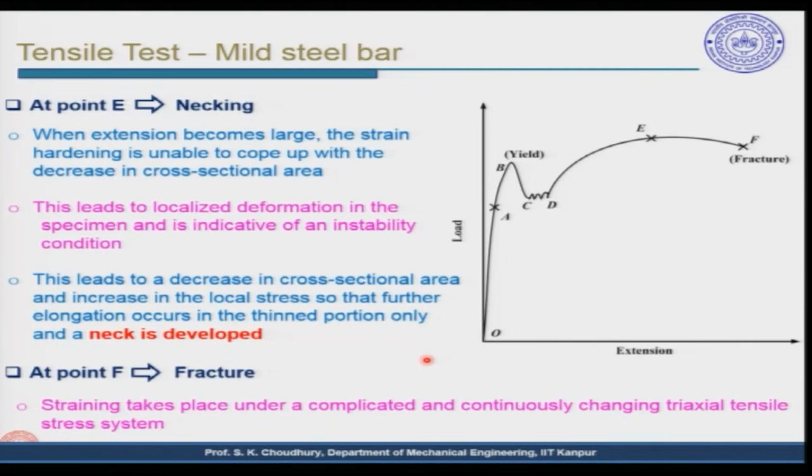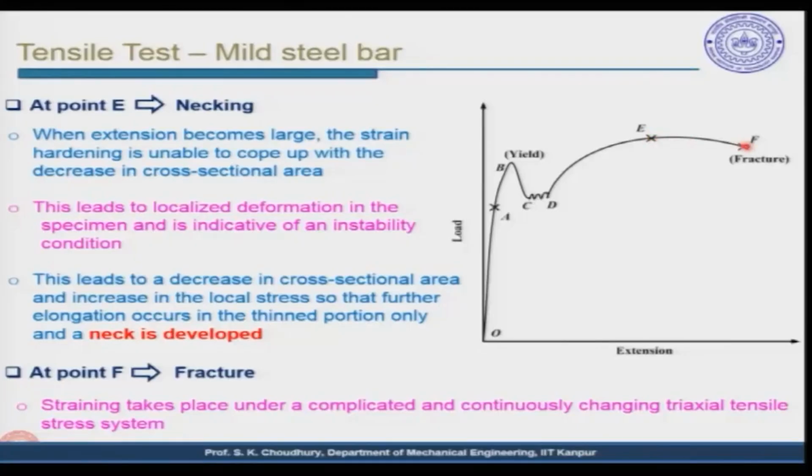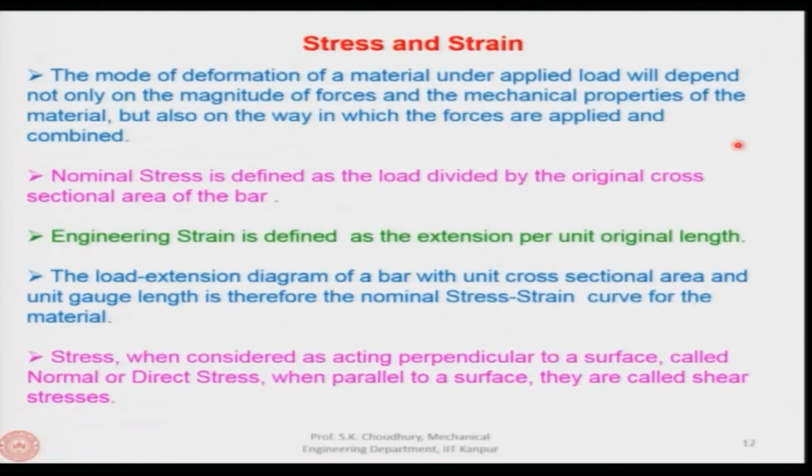After that, we said necking occurs somewhere here, because the extension becomes large and the strain hardening is unable to cope with the decrease in the cross sectional area. So, when the necking is formed, the deformation becomes local, and then it gets unstable and it gets fractured at any time between E and F. So, this we have discussed in the first session.